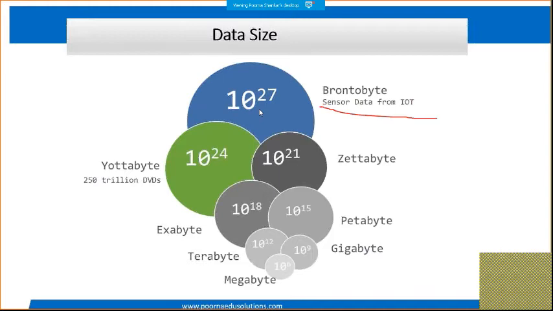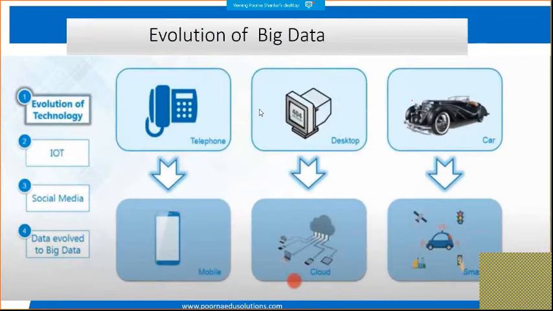If the volume of data is reaching brontobytes, it is only due to IoT and social media. So just be familiar with the terms zettabytes, yottabytes and brontobytes. I just put this slide. Now let us see the evolution of big data.